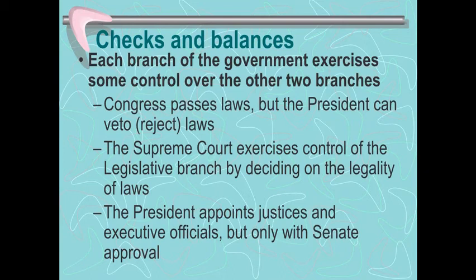Third one is the president appoints justices and executive officials, but only the Senate can approve it. So the president can't just assign whoever they want to and automatically get whoever they want as a cabinet member or any other executive official. It has to be approved by the Senate, okay? So he can't just appoint somebody, whoever he wants to, and that's it. It has to also have Senate approval.